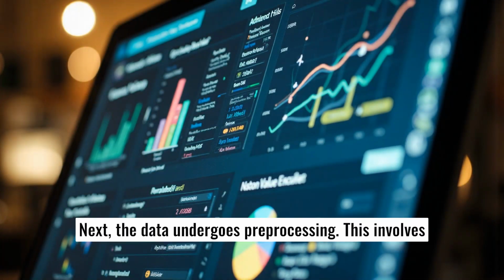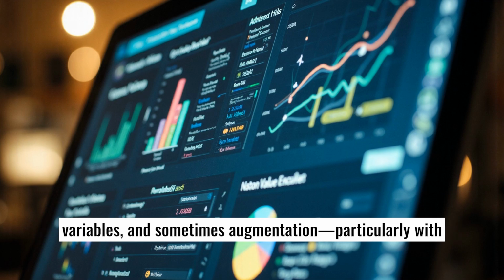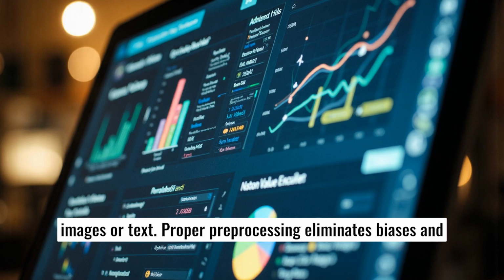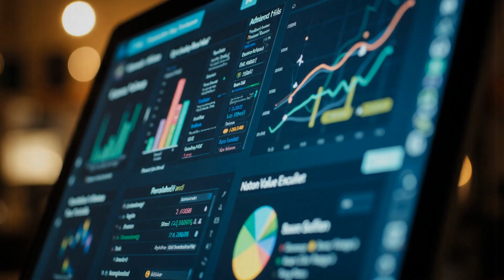Next, the data undergoes preprocessing. This involves normalization, dealing with missing values, encoding categorical variables, and sometimes augmentation, particularly with images or text. Proper preprocessing eliminates biases and errors that could undermine the training process.